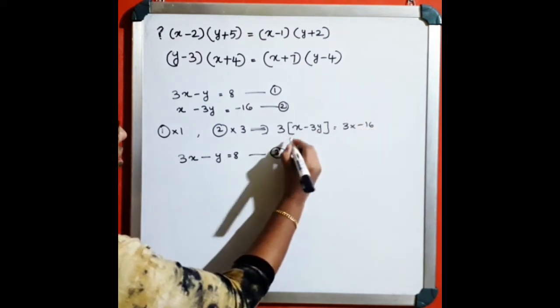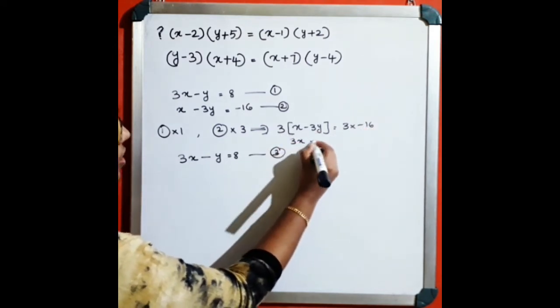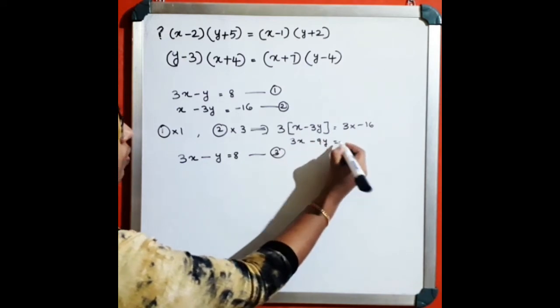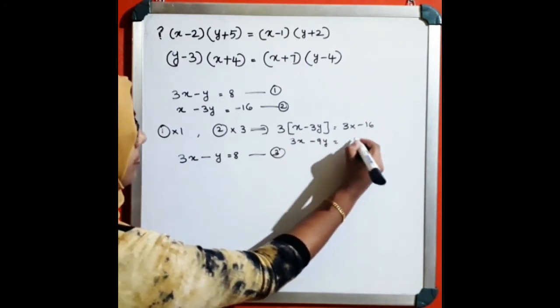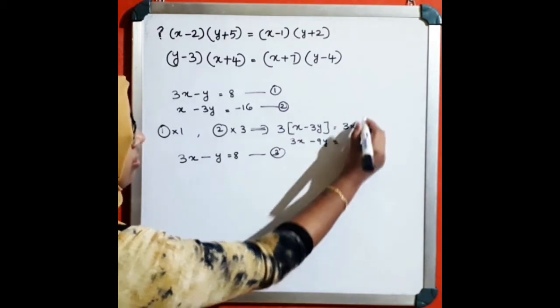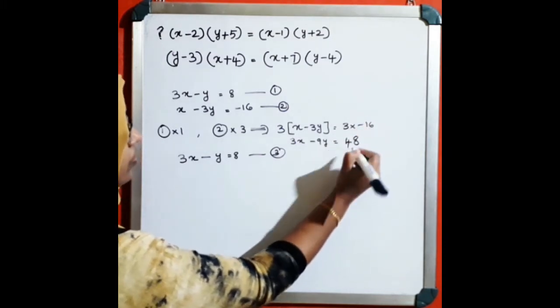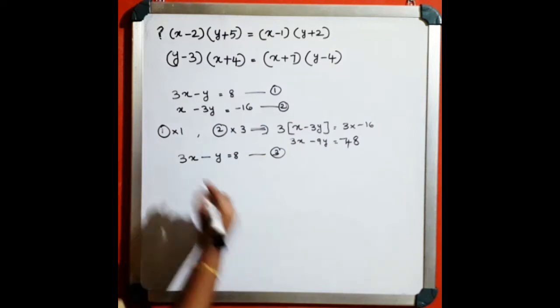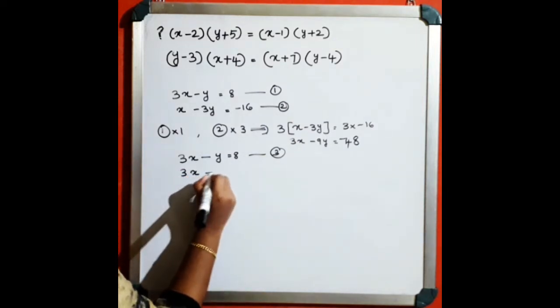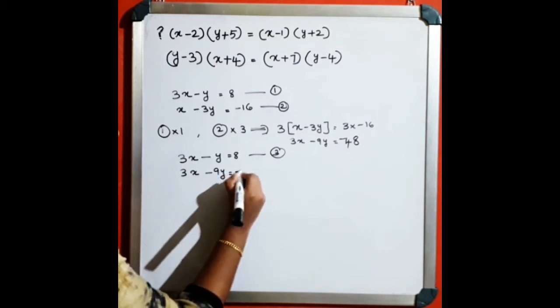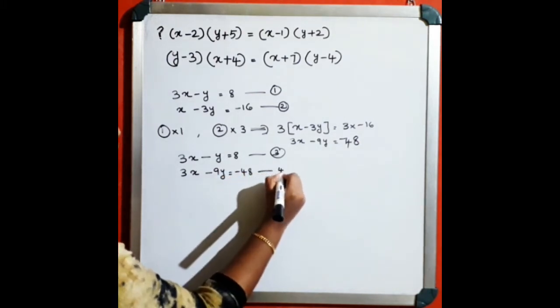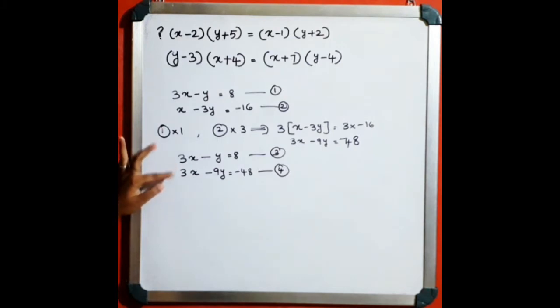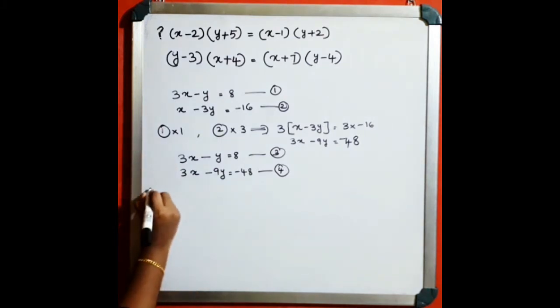Just open the bracket, it becomes 3x minus 9y is equal to 3 into 16, which is 48, so minus 48. 3x minus 9y is equal to minus 48. This is the fourth equation. We know that 3x minus 3x is 0. So just subtract equation 3 and 4.